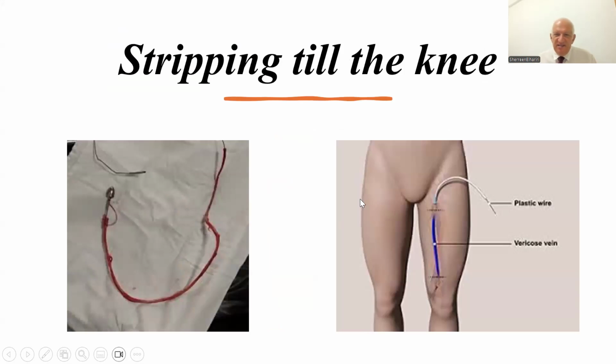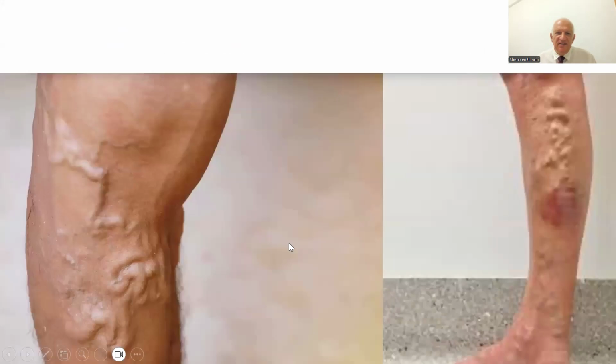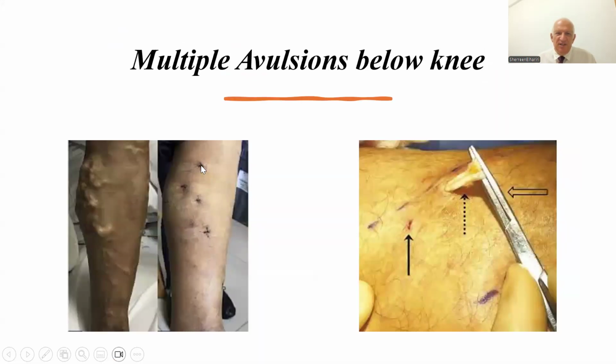Again, this is what we did: stripping till the knee. After that, for this, we do multiple avulsion. Multiple avulsion, this is the same patient. Just make a hole here and push the veins like this. Make a hole here, push the vein, and avulse the vein.